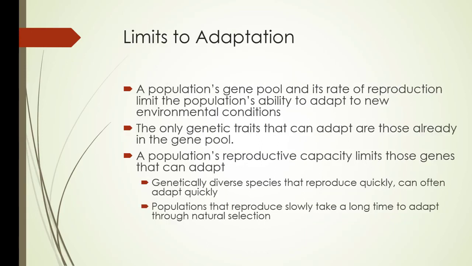So limits to adaptation include the population's gene pool and its rate of reproduction. That can limit the population's ability to adapt to new environmental conditions. The only genetic traits that can adapt are those that are already in the gene pool. The population's reproductive capacity limits those genes that can adapt. Genetically diverse species that reproduce quickly can often adapt quickly. Populations that reproduce slowly take a long time to adapt through natural selection.